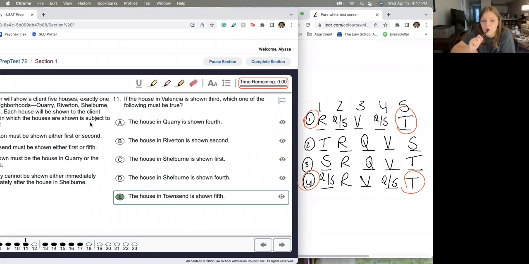All the other ones don't have to be true. So it could be true in one of the worlds, but it has to be true in both of my worlds because it's a must be true. So even though with A we could have Q 4th in both of my worlds, we could also have S 4th because of that flip flop. So it does not have to be true.